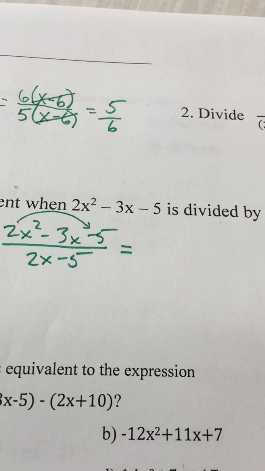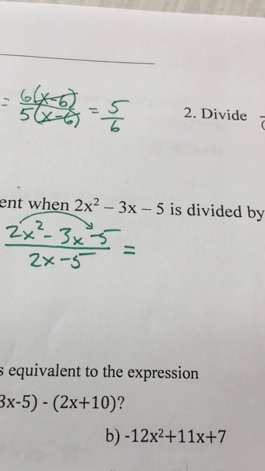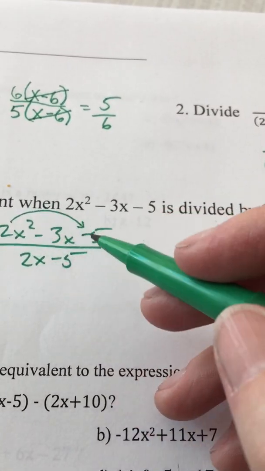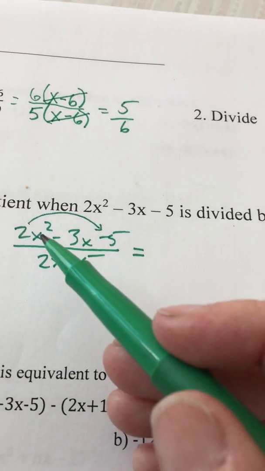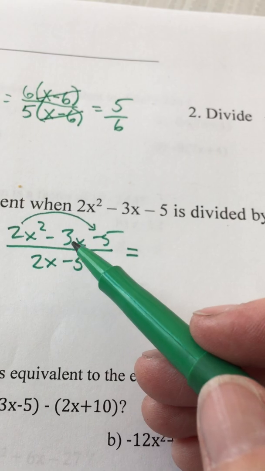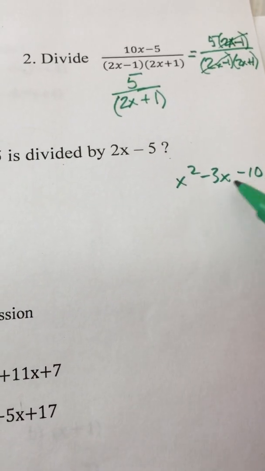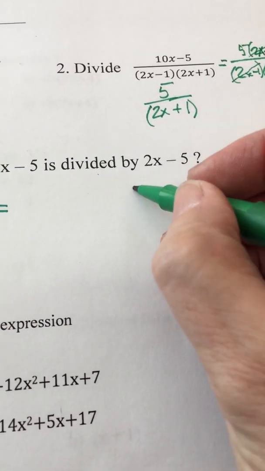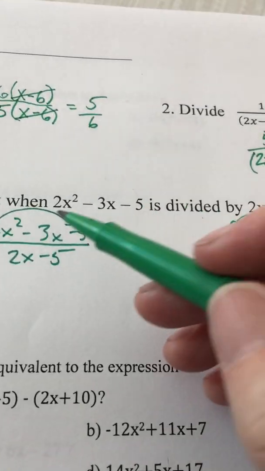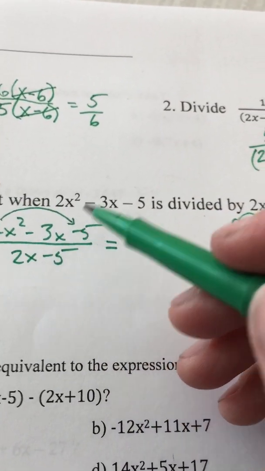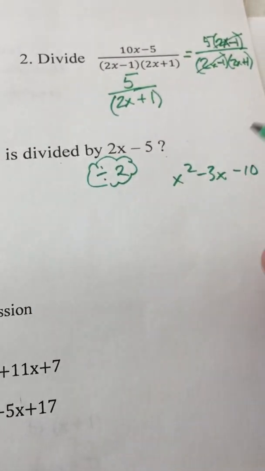X squared minus 3x. And then 2 times negative 5, because that line means I'm multiplying. 2 times negative 5 is negative 10. So I'm going to rewrite the top. It's just x squared, the 2 is gone, minus 3x minus 10. So here it is written over here. Now I have to make myself a note at the end. I need to come back and divide by 2 because I just multiplied by 2. I multiplied by 2 in the beginning to get rid of the 2. So at the end I got to divide by 2.